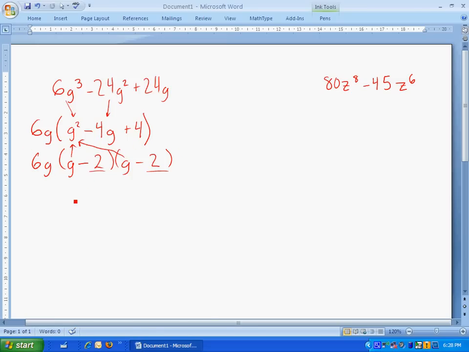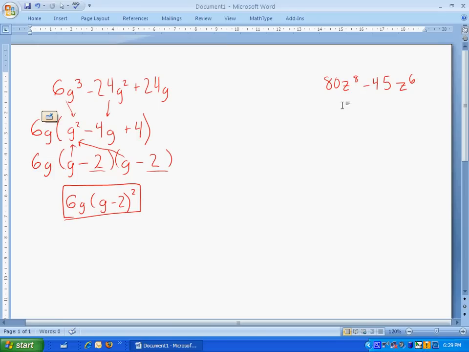Now it would be a little bit better if I wrote the answer this way, 6g times (g minus 2) squared. And that's a little bit more the way that we would write it mathematically. But both of these are correct, and I would give full credit for either of those. So let's go ahead and look at this other one, problem number 2 here.